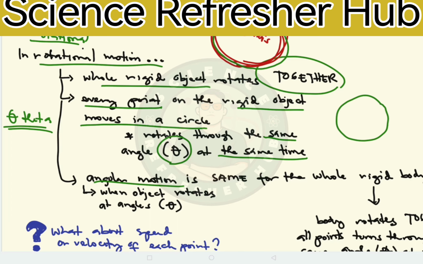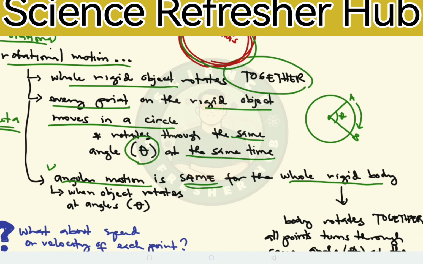Let's say, for example, I have a very simple illustration here. That's the axis, and if the object moves from point A to point B, that's going to be the motion. It's clockwise. So this is our angle. That motion rotating through an angle, that's angular motion. Same for the whole rigid body, not just one single point, but all the points there move through the same angle. When the object rotates through an angle, that's what we call angular motion.